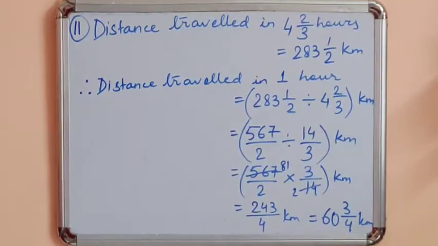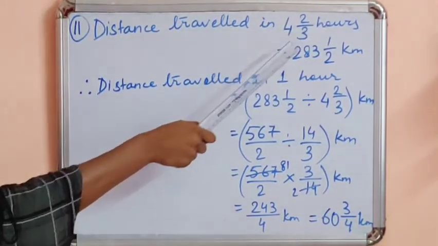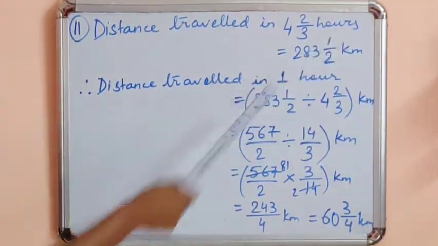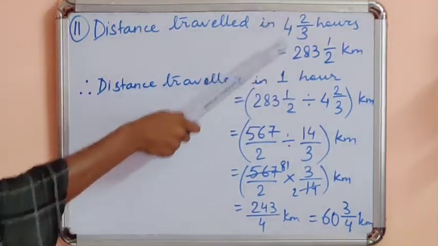Now look at question number 11. A car travels 283 1 by 2 kilometer in 4 2 by 3 hours. How far does this car go in 1 hour traveling at the same speed? So here distance and time is given. Now we need to calculate the distance that the car travels in 1 hour. So distance traveled in 4 2 by 3 hours is given 283 1 by 2 kilometer. Therefore distance traveled in 1 hour will be the division of these two numbers.